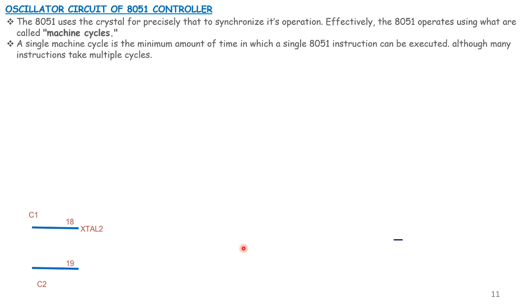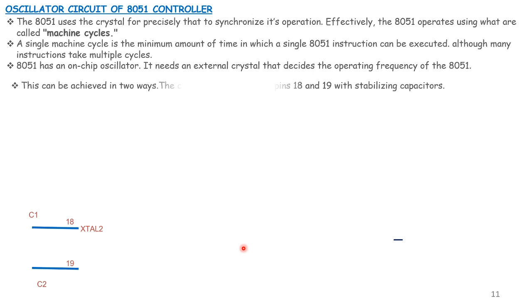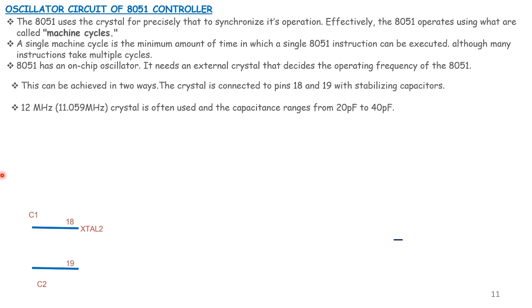Now what is the clock, that is the oscillator circuit, for the 8051 microcontroller? The 8051 uses a crystal for precise timing that synchronizes its operations effectively. The 8051 operates using machine cycles. A single machine cycle is the minimum amount of time in which a single 8051 instruction can be executed, although many instructions take multiple cycles.